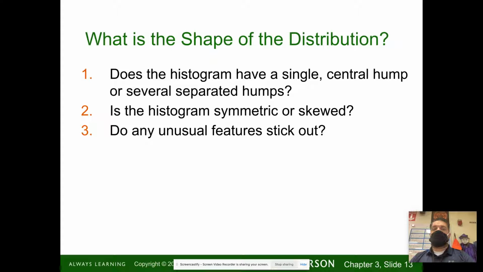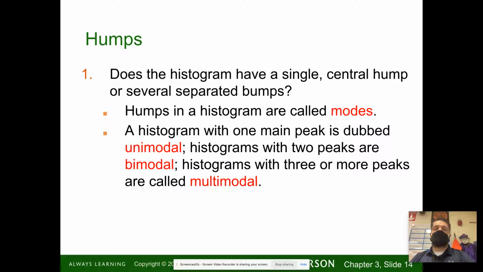Well, does the histogram have a single central hump, or does it have several humps? And the same, is the histogram symmetric or skewed? And are there any unusual features that stick out? Humps are generally measurements of some sort of central thing. So humps in a histogram usually show us a mode. Mode, if you recall, means the value that occurs most often.